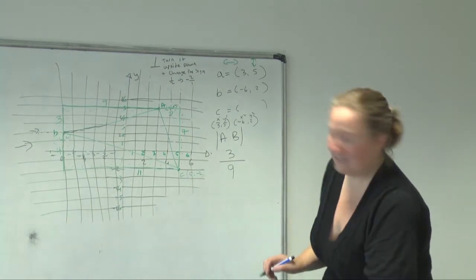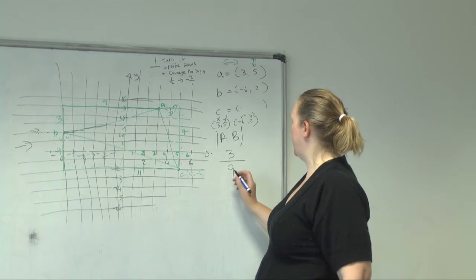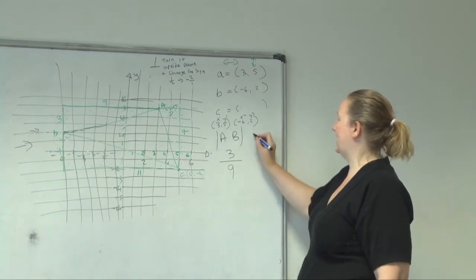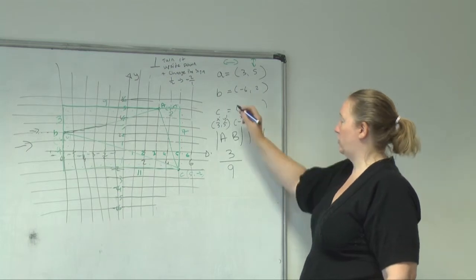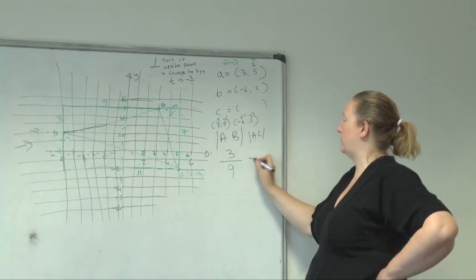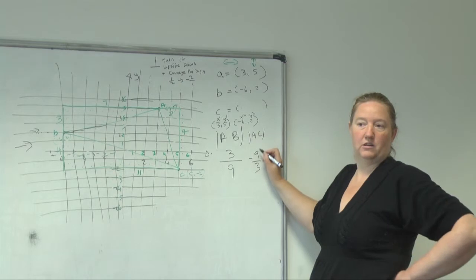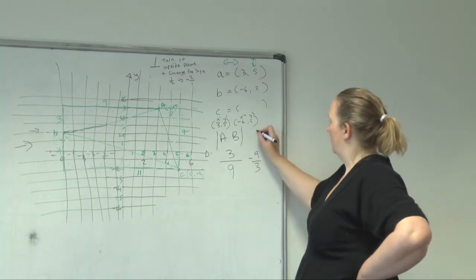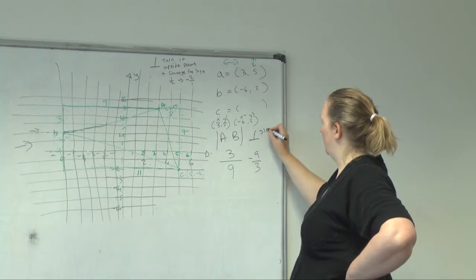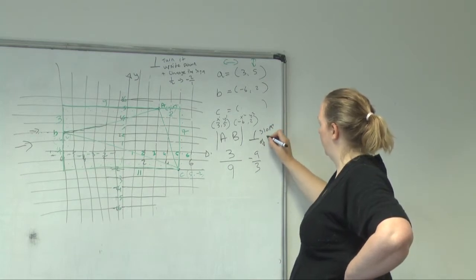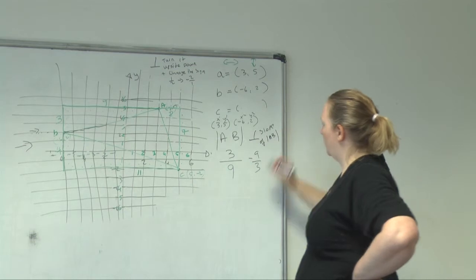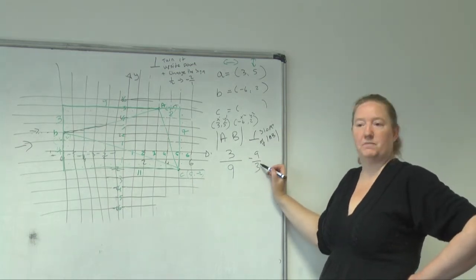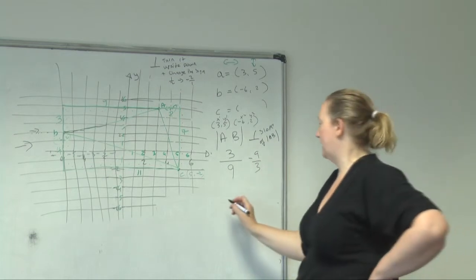Then the other one, AC. So AB is 3 over 9. In order for it to be a right angle, AC would have to be minus 9 over 3 if it was perpendicular. That's the perpendicular slope of AB. Okay? So if it's going to be a right angle, the answer for AC has to be minus 9 over 3. So let's look at AC.